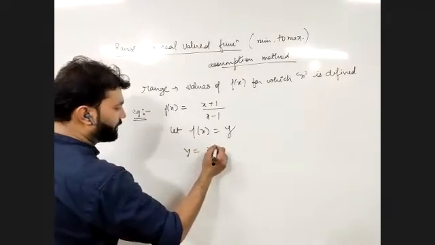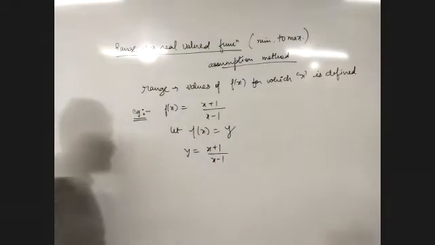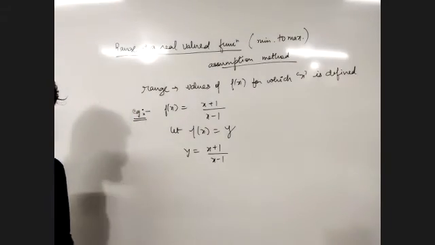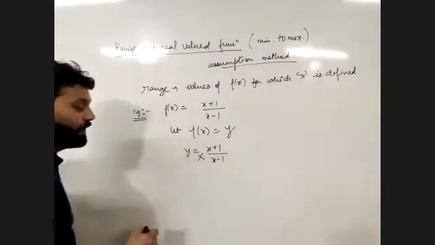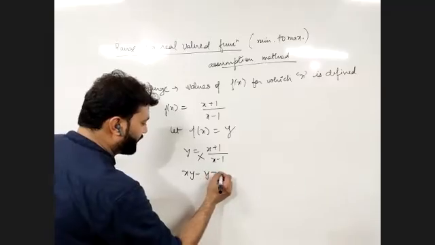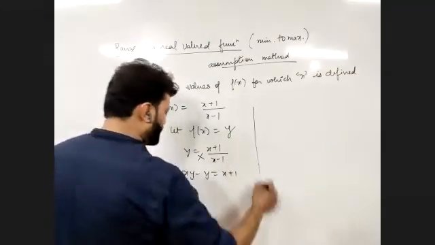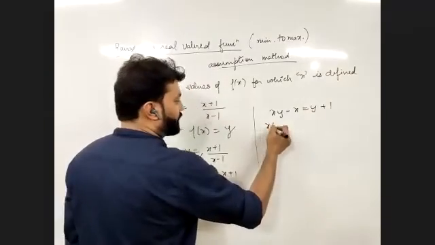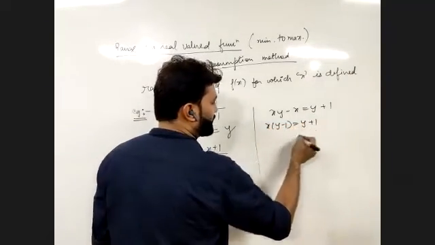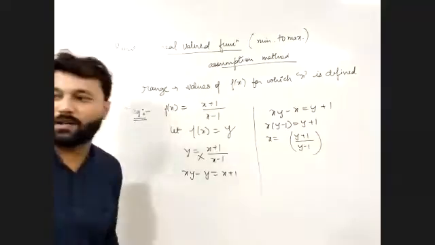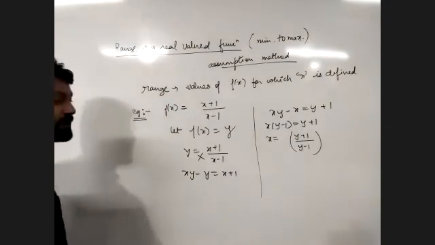And now y equal to x plus 1 upon x minus 1. Because range is values of fx for which x is defined, find the value of x from here. It will be xy minus y is equal to x plus 1. So this will be xy minus x is equal to y plus 1. x common, y minus 1 equal to y plus 1. So x is equal to y plus 1 upon y minus 1. Any doubt in this?